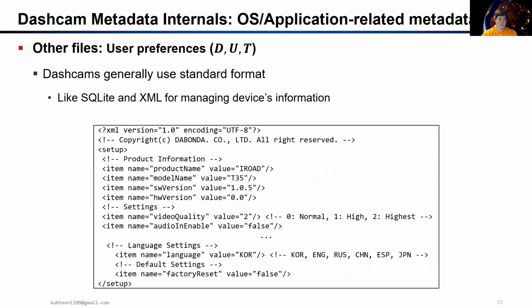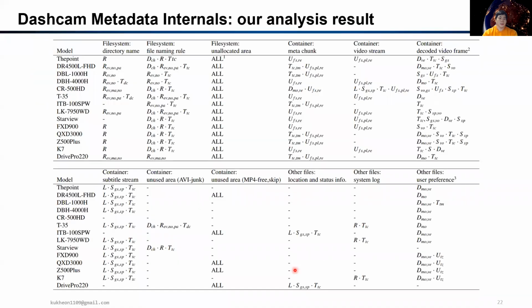Finally, the user preference file. Dashcams generally use standard formats like SQLite and XML files for managing device information. So you can check this for product name, video quality, and language settings values. This table summarizes our analysis results. As you can see, each model is storing a variety of metadata.